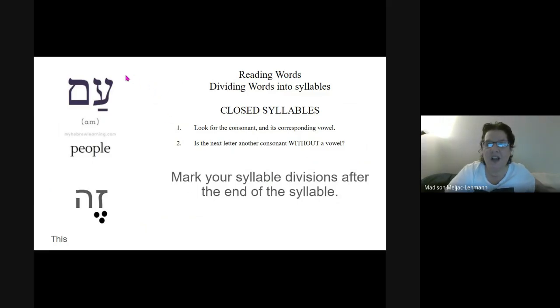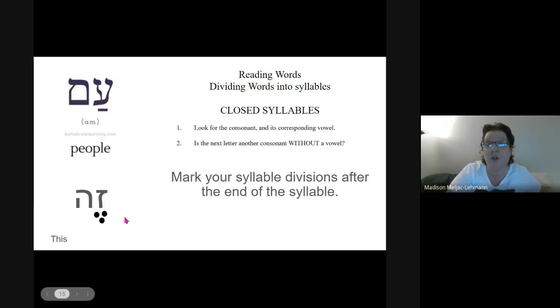Good question, Donald. Okay, so let's look at closed syllables. We've already seen a whole bunch of closed syllables. So here's the word on. We have the consonant, the ayin. We have the patach underneath it. So that's ah, because remember, this is a vowel holder. Is the next letter a consonant without a vowel? Yes, it is. So the word is done. If there were more word, we would put a line right here. So on means people. So you've been exposed to another word.